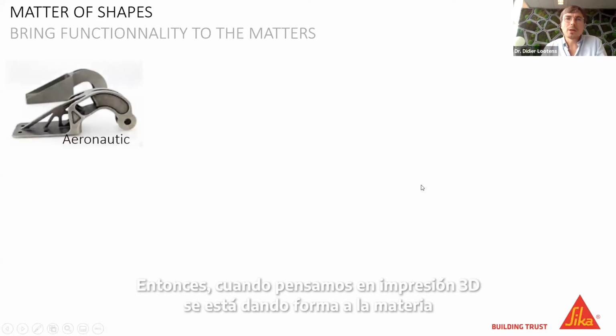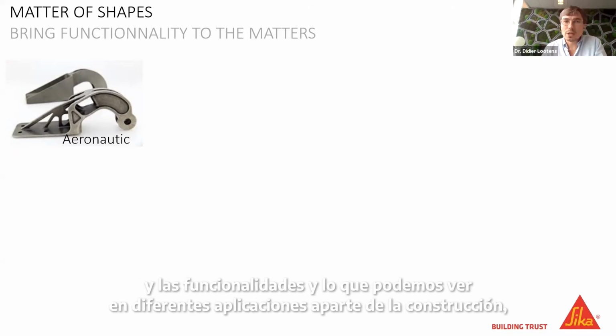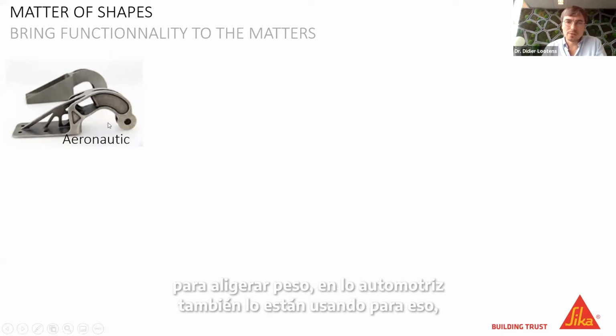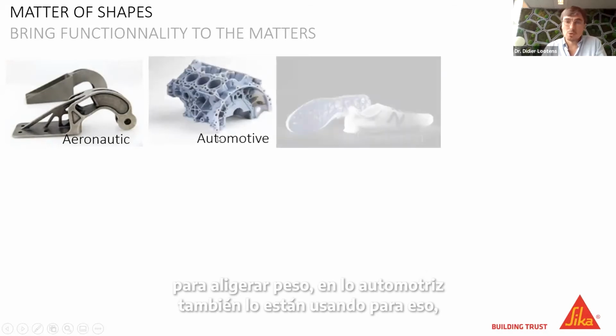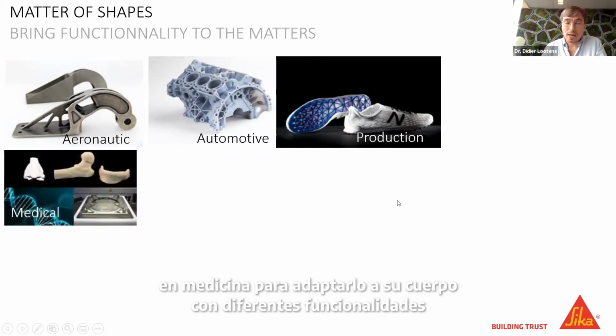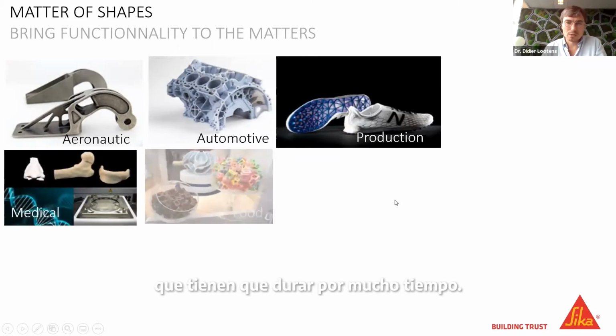So now when we think about it, 3D printing is giving a shape to the matter and functionalities. And what we can see in different applications, not in construction, is that in aeronautics, we are giving a complex shape for complex functionalities to save weight. In automotive, they're also using that in production to make your shoes that are directly designed to your size. For medical, adapted to your body with a different functionality and that has to last a long time.